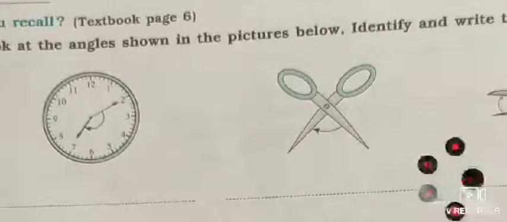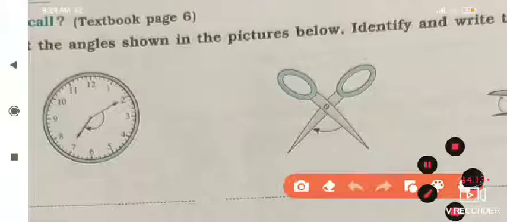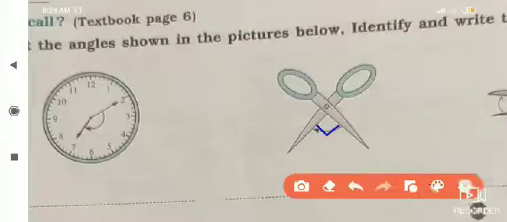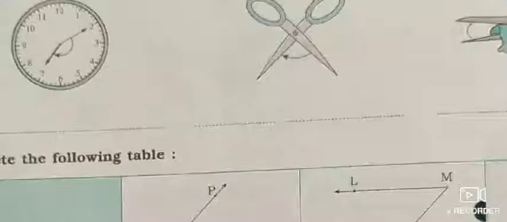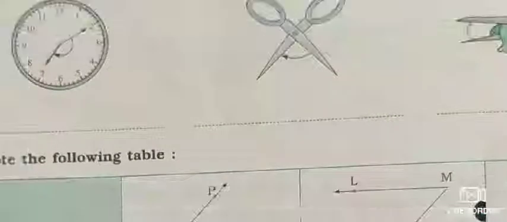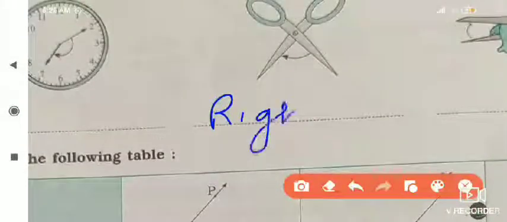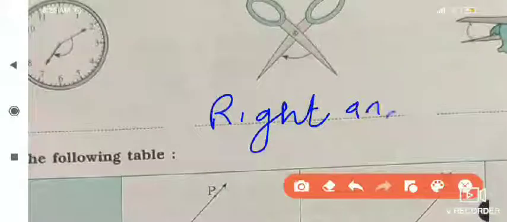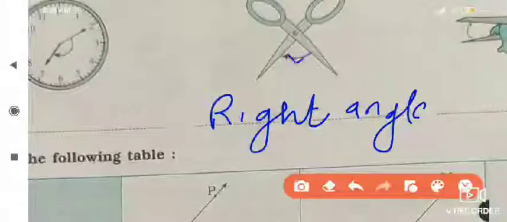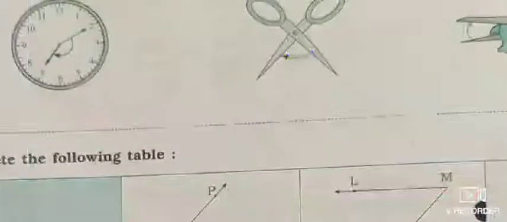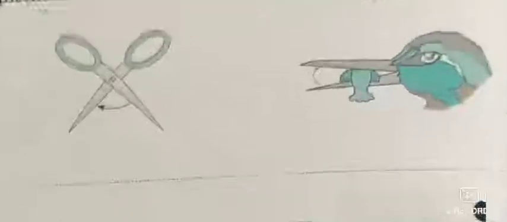Now if you move towards this scissor and measure it, you will notice that its measure is exactly 90 degrees, and that's why it is which type of angle? Yes, correct, it is a right angle. Its measure is exactly 90 degrees, and that's why it is a right angle. So for this scissor, a 90 degree angle is there.